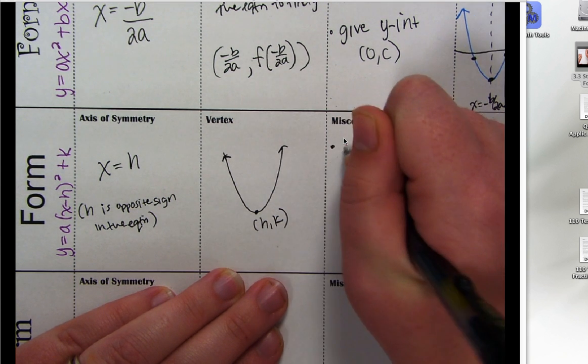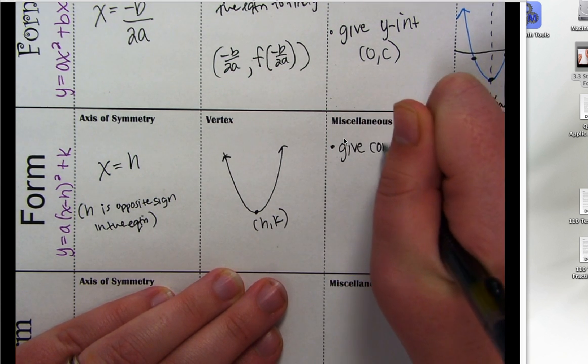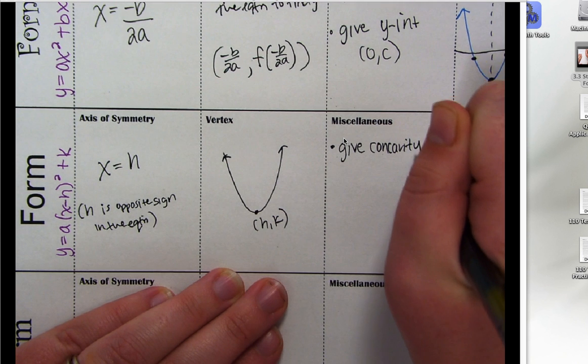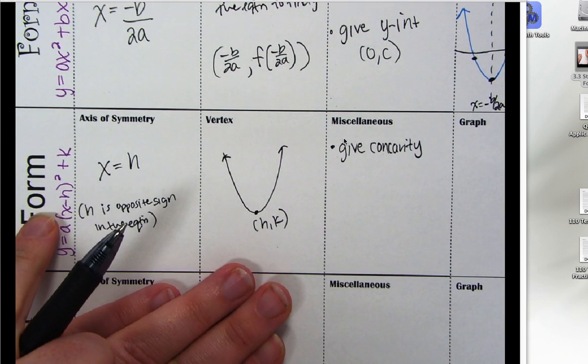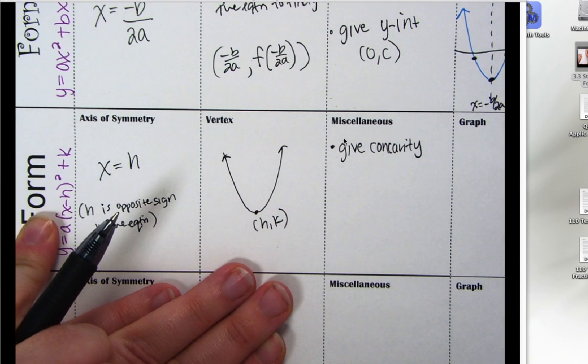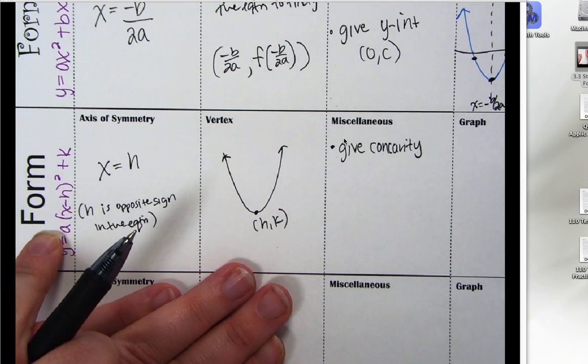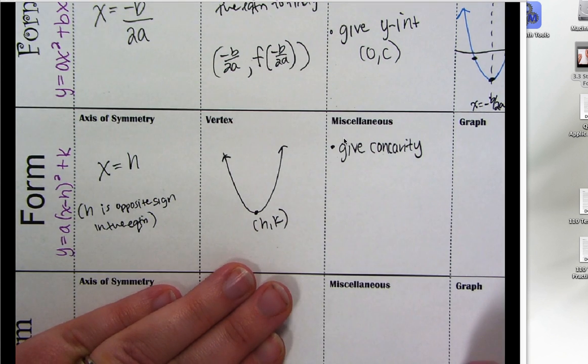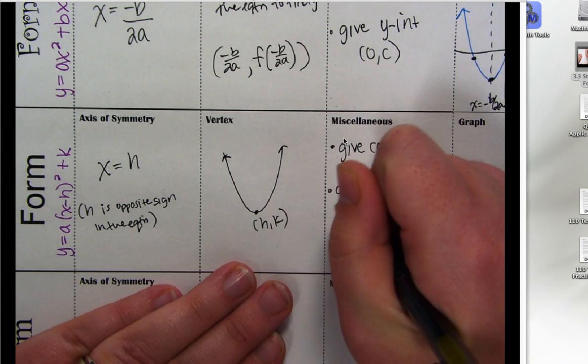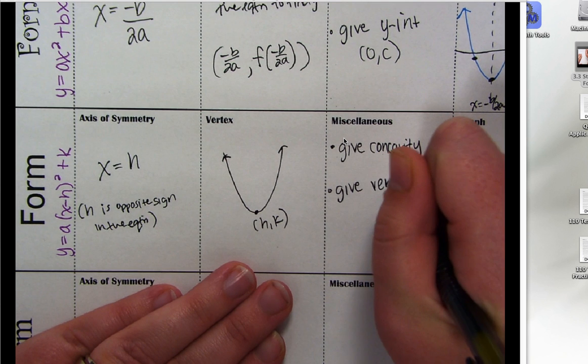Miscellaneous, the vertex form will tell you the concavity. So once again, based on that a value, if a is positive, it's an open up parabola with a minimum, and if a is negative, then it's going to be an open down parabola that has a maximum. This form will also give the vertex.